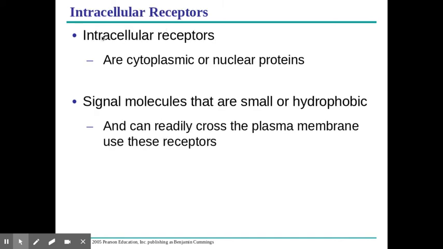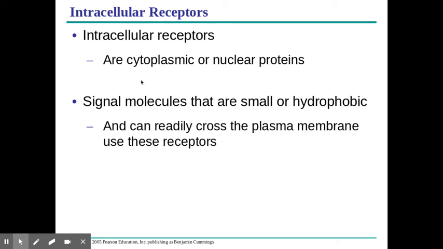Sometimes we have intracellular receptors, and what that means is the receptor is not on the membrane. It is actually inside the cell. It could be in the cytoplasm. It could be in the nucleus. But in order to have an intracellular receptor, what we have to have is a signal molecule that can pass through the membrane. If the signal molecule cannot pass through the membrane, that receptor cannot be intracellular.